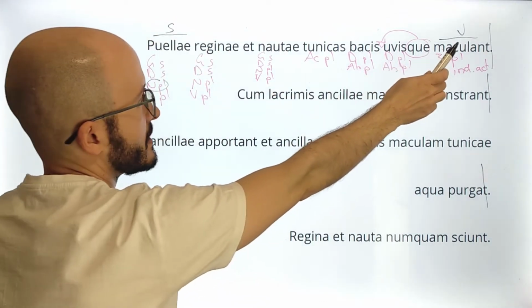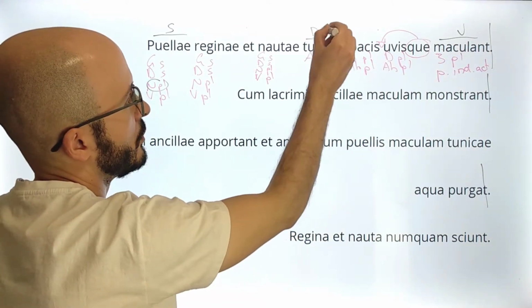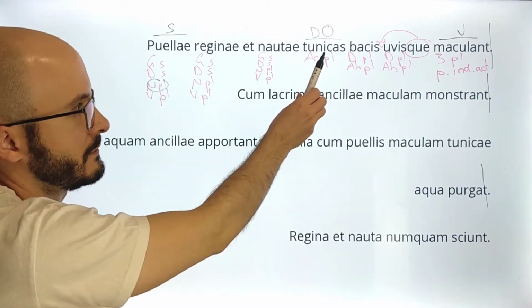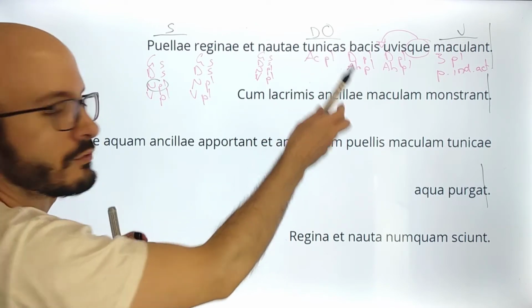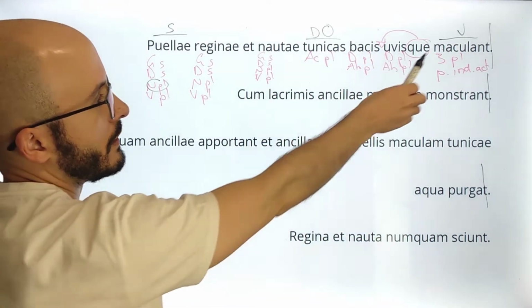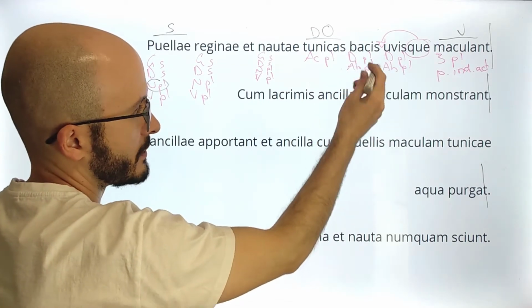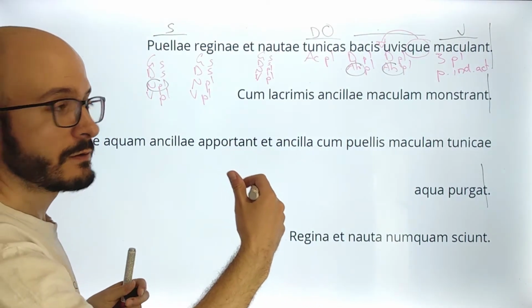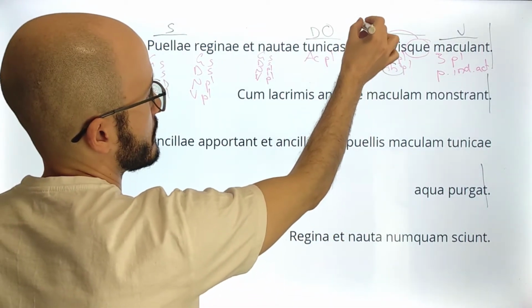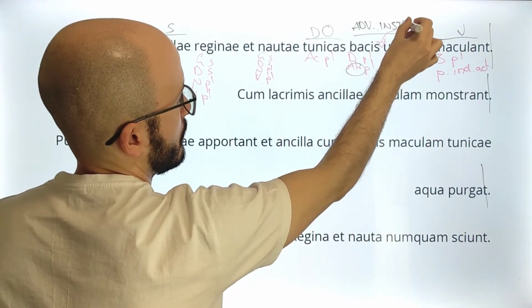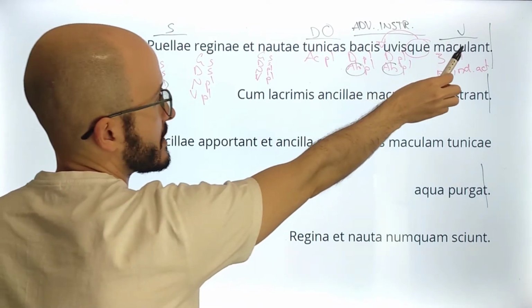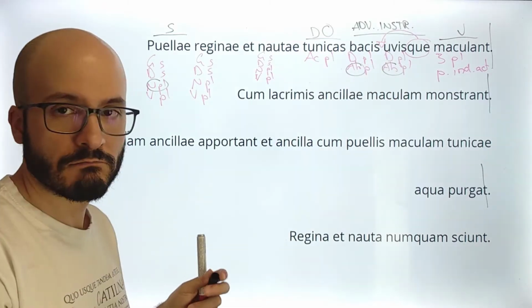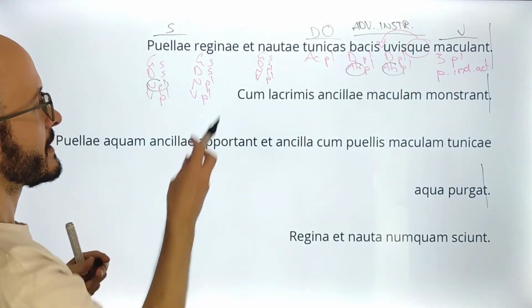The girls stain, and now we have this direct object. The girls stain the robes, the tunics, the robes. So for now it makes sense. And now this verb doesn't need an indirect object, so ablative. And ablative without preposition, it can be adverbial of instrument. So the girls stain the tunics with berries and grapes. Makes sense. And now what do we do with this?